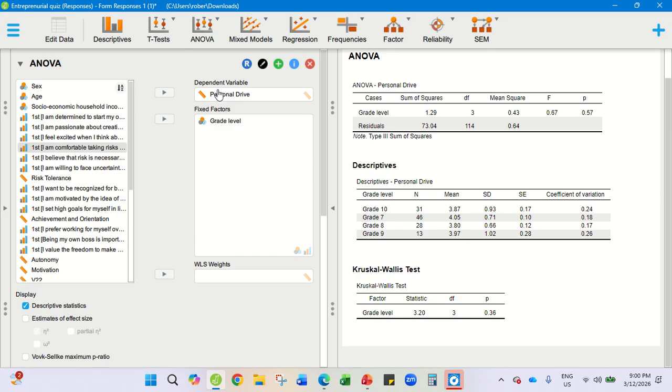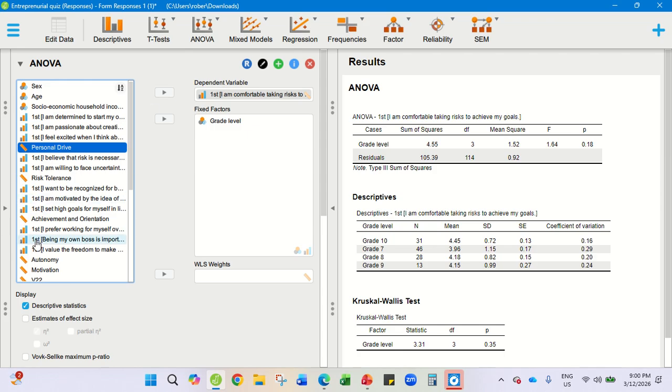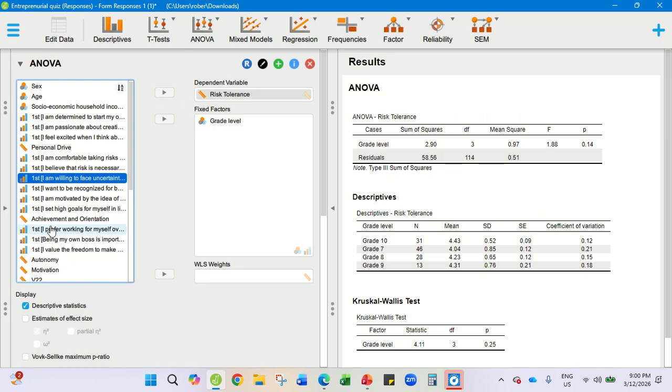So let's have another one. I believe I could have this so that we could test now. Nope, not that. I think it is the risk tolerance. Let's see. No, it's not the risk tolerance. Achievement and co-orientation. Here, there is now a significant difference because it is below 0.05.